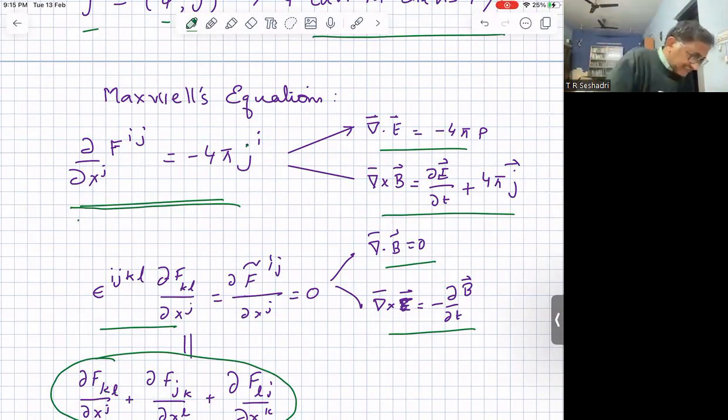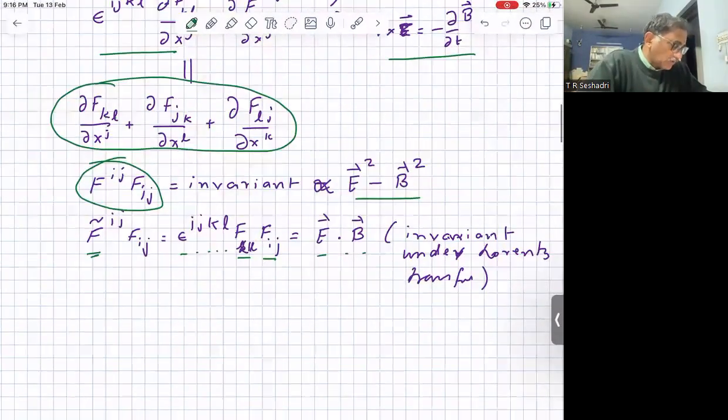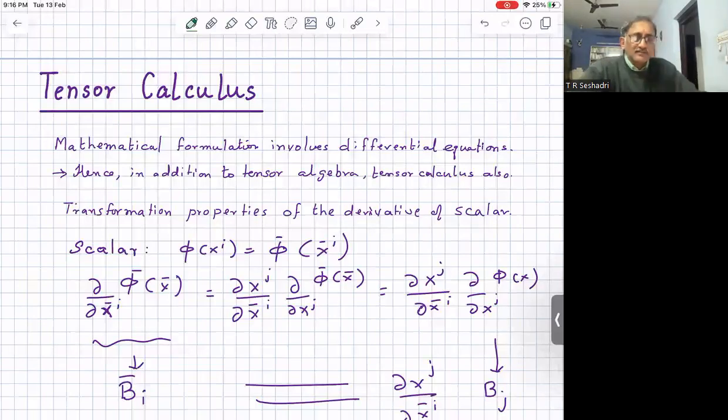Which means, since this does not behave like a tensor under general coordinate transformation, we need to make a new formulation of Maxwell's equation, which will be valid even in curved spacetime, for which flat spacetime will be a special case. And not only Maxwell's equation, any physically relevant equation which involves differentiation will have to be generalized to take care of the fact that partial derivative is not a tensor. And this leads us to this whole subject of tensor calculus.